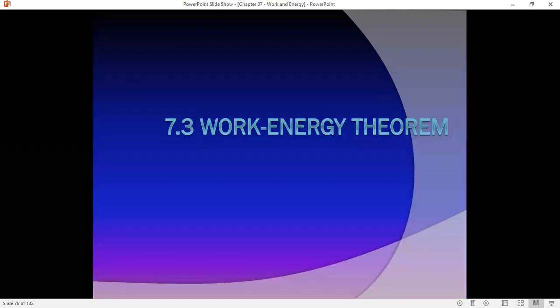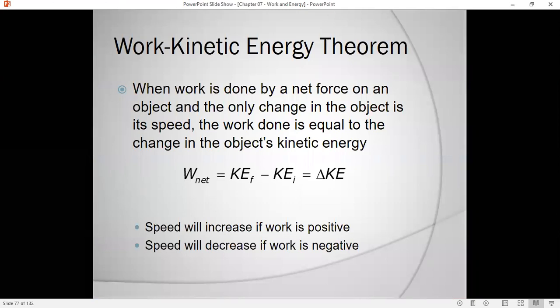Okay, the work-energy theorem. This is sort of putting everything together from our previous two sections. Now, when we talked about the jet, we were looking at the amount of work that was necessary to change the kinetic energy of the jet. The jet was taking off from rest, so the kinetic energy initially was zero. So all the work that was being done was really being turned into the final kinetic energy of the system.